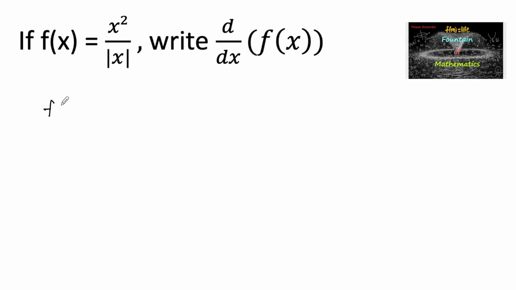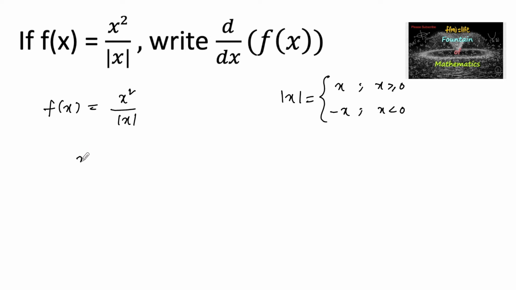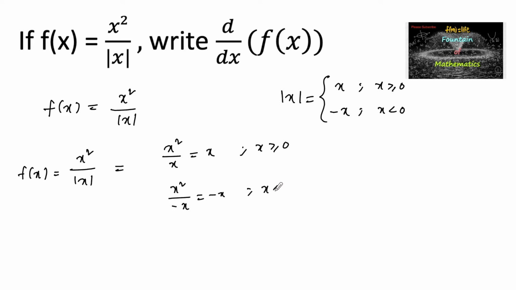If f of x is equal to x square upon mod x, then write the value of d by dx of f of x. From the definition, mod x is equal to plus x when x is greater than or equal to 0, and negative x when x is less than 0. So we can write x square upon mod x, that is f of x, which is equal to x square divided by x, that is x when x is greater than or equal to 0, and we can consider x square upon negative x, which is equal to minus x when x is less than 0.